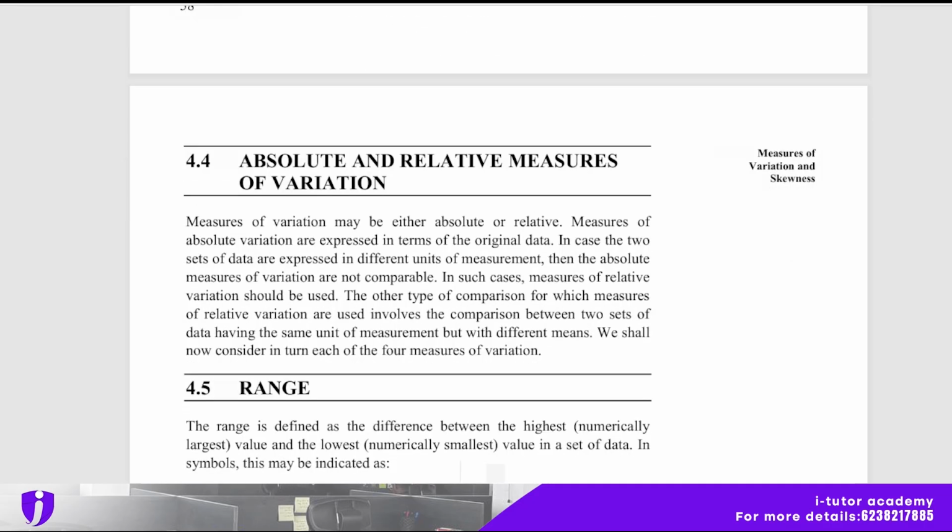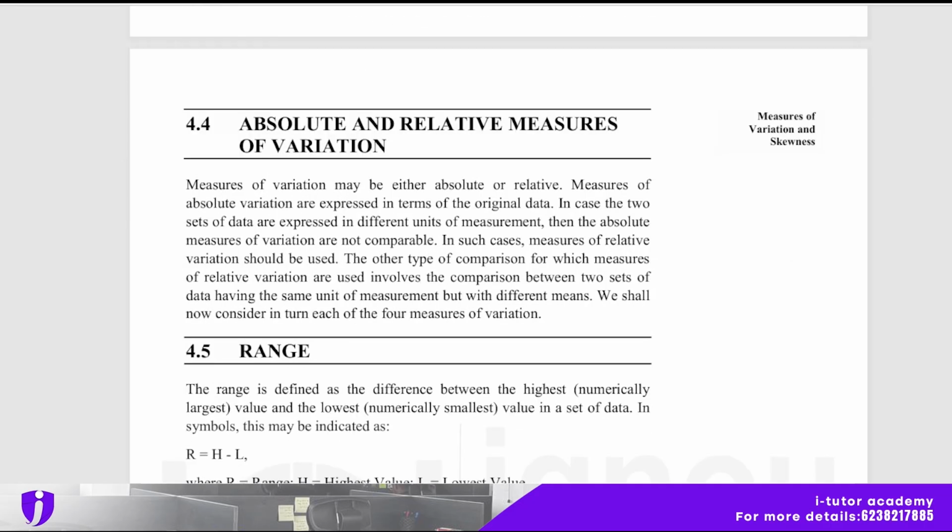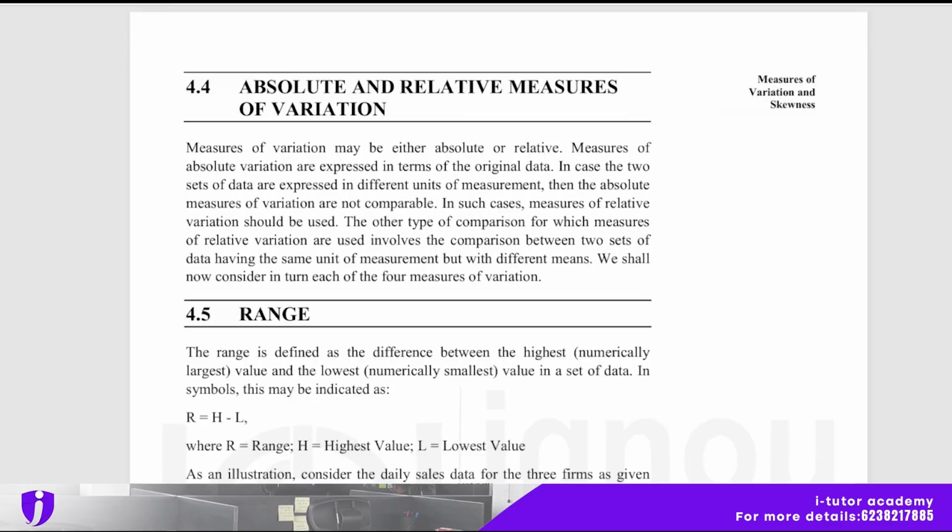And next is absolute and relative measures of variation. Measures of variation may be either absolute or relative. Measures of absolute variation are expressed in terms of the original data. In case the two sets of data are expressed in different units of measurement, then the absolute measures of variation are not comparable. In such cases, measures of relative variation should be used.